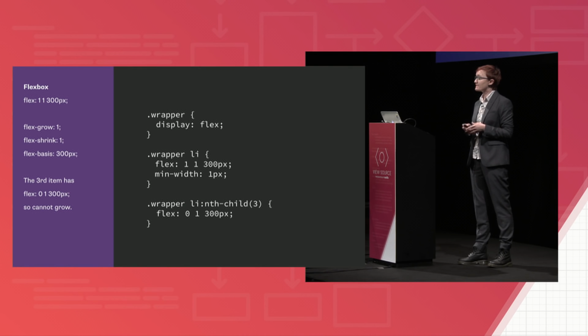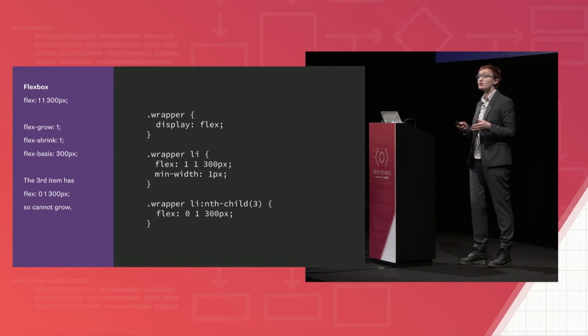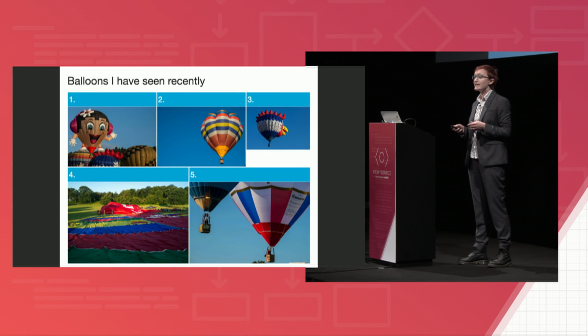We can target individual items. So I've added some rules here for box 3. All the boxes can grow and shrink from 300 pixels, but box 3 can't grow. So the boxes are stretching wider, but it stays at 300 pixels. So that's useful if you want to have some fixed elements inside your design. You don't want them to grow and other things to take up the available space.